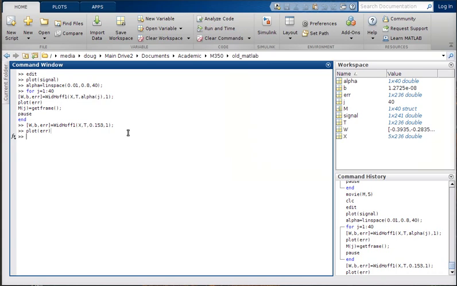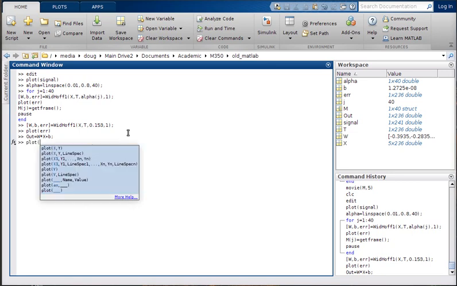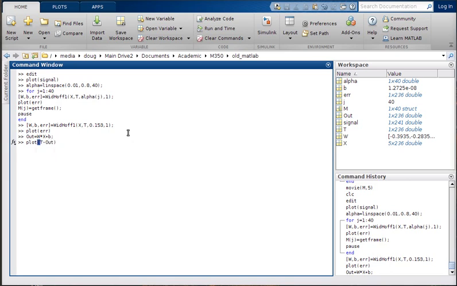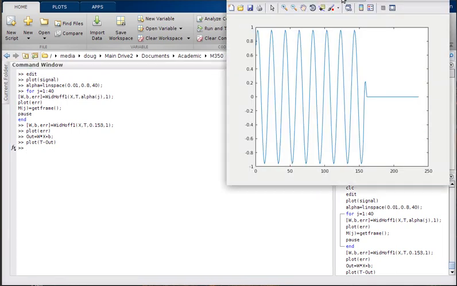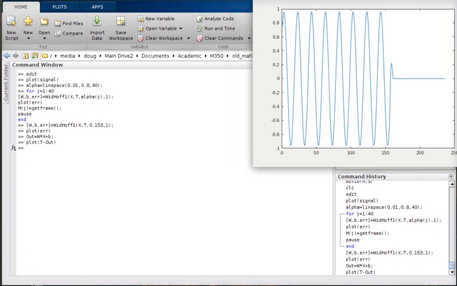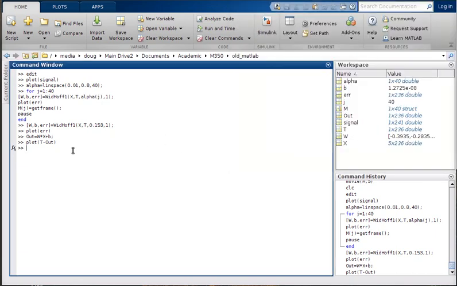Let me go ahead and say, let's see, the output for my network is going to be W times X plus B, right? So let's go ahead and plot that. And now let's plot T minus the output. So that's the error, but not absolute value, right? Oh, what's going on here? This looks terrible. Why is this error looking like this? Oh gosh, maybe I should plot the output instead.